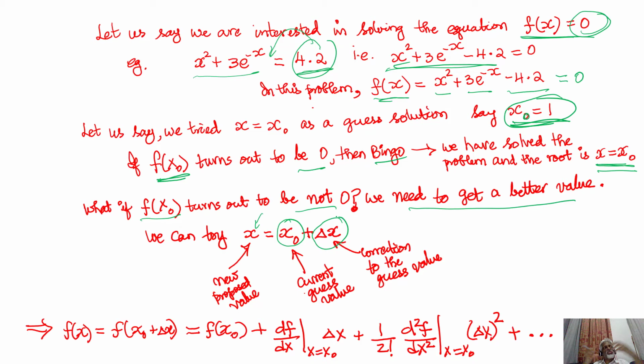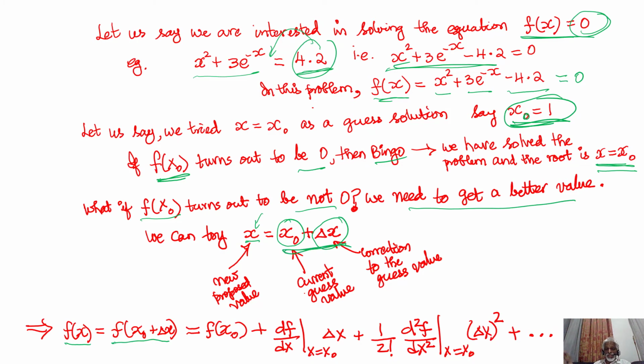So it is basically smart trial and error, okay? That is guided by an algorithm. In this case, this is called the Newton algorithm. Okay, so now what is the value of the function at the new point? The value of the function at the new point is f of x. And that can be written as f of x naught plus delta x.